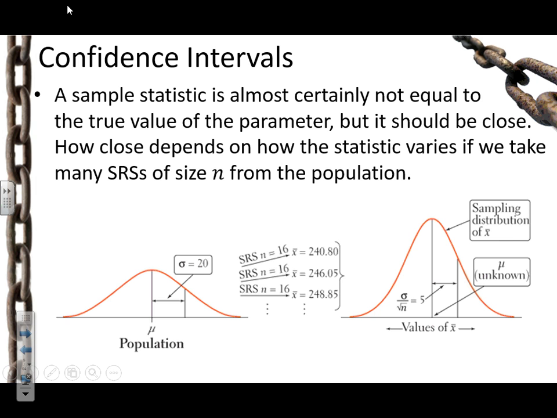Now think about that. In the real world, if I'm forced to take a sample to estimate my population mean, or I'm forced to take a sample to estimate my population proportion, is it likely that I know the actual value of my population mean or my population proportion?